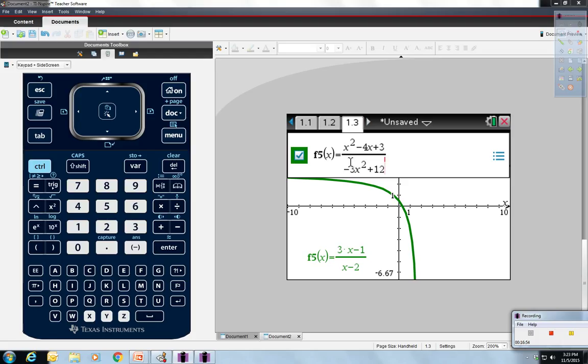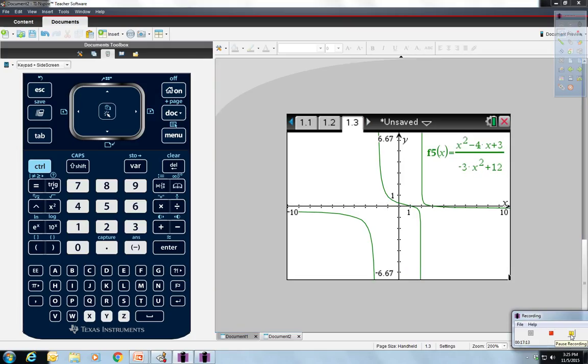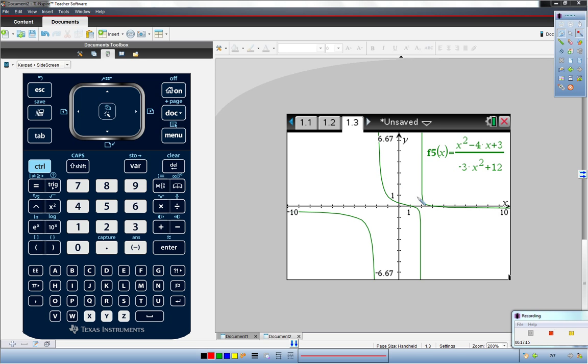Alright guys, I went ahead and typed it into my graphing calculator, x squared minus 4x plus 3 over negative 3x squared plus 12, and I hit enter, and sure enough, there is my function. Alright, so just to confirm, you notice that there is a vertical asymptote at negative 2, so right there, and then at positive 2, so right there.